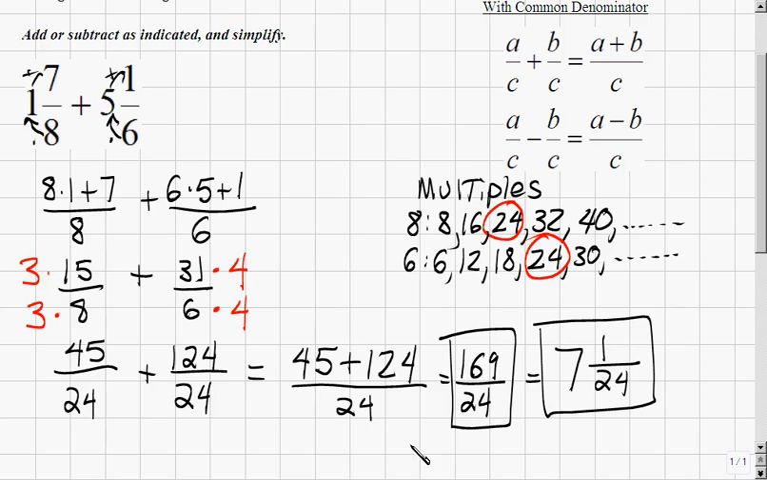So 169/24 as an improper fraction is the same answer as 7 and 1/24 as a mixed number. Either one is the answer to our problem.